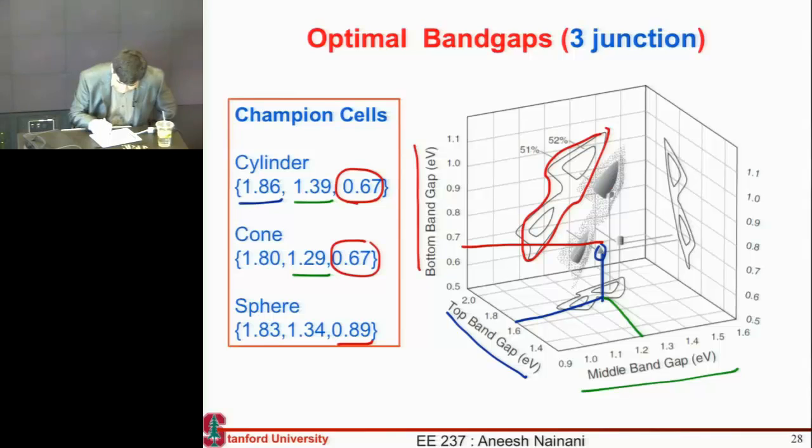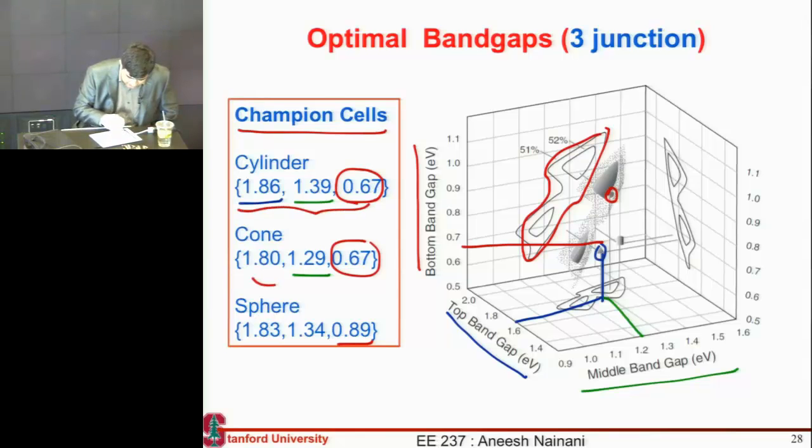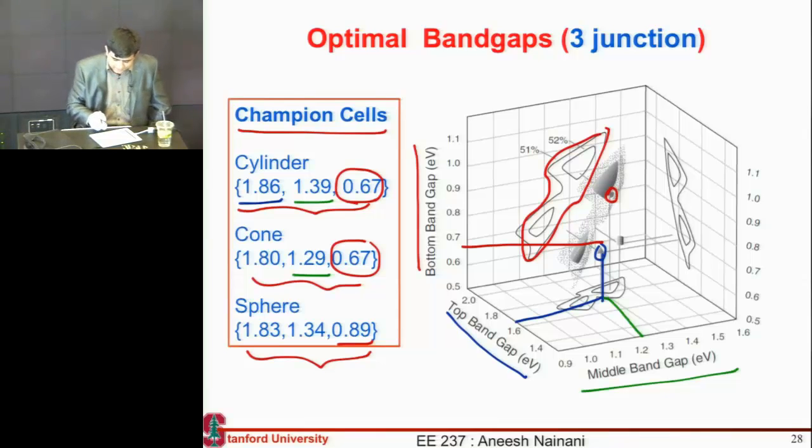So each of these points on this curve represents the efficiency you can get with that cell, and the band gap corresponding to that. And these are some of the champion cells. These are some of the best material combinations that people have realized, and the band gaps of those materials.